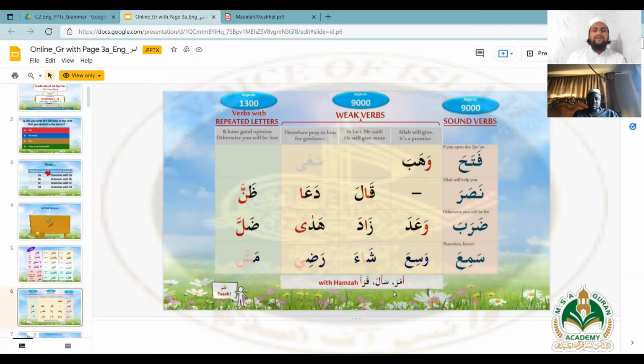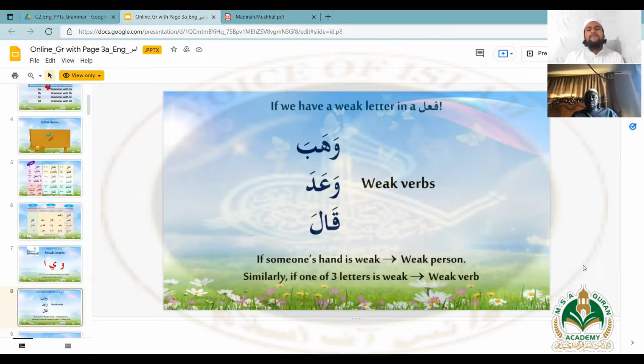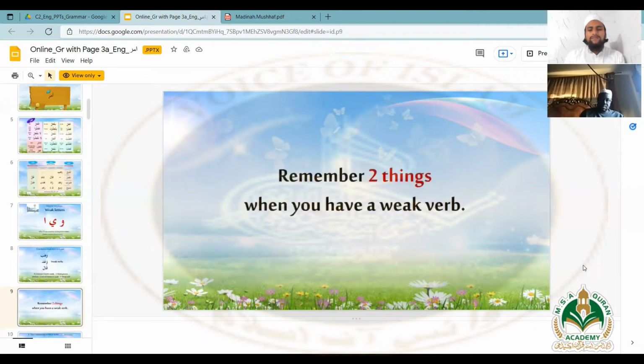And see here, amara, sa'ala, qara'a. 3 words. Amara has a weak letter in the beginning, sa'ala has a weak letter in the middle, and qara'a has a weak letter at the end. Before we move ahead, weak letters: hamza, ya, wow, alif. Why? Because a weak or sick person makes a similar sound when in pain. If we have a weak letter in the fi'l, wahaba, wa'ada, qala, we call them weak words. If someone's hand is sick, he is a weak person. Similarly, if one of the 3 letters is weak, we call it a weak verb.